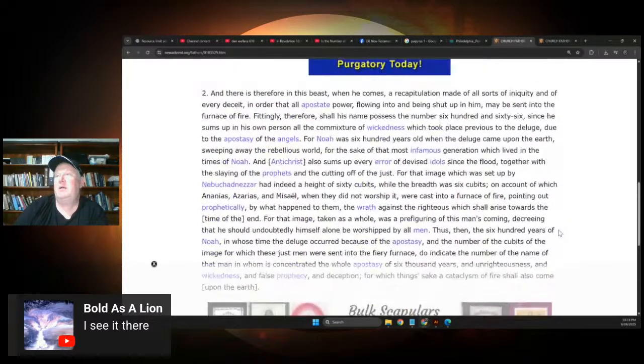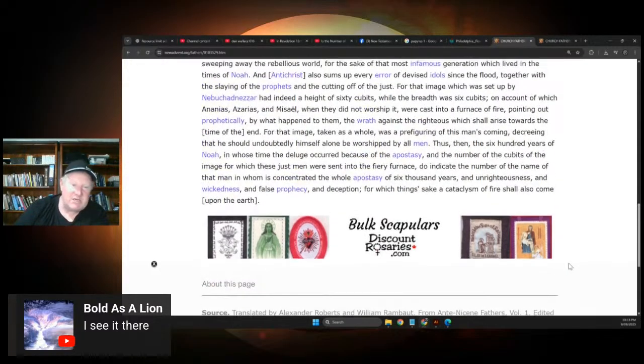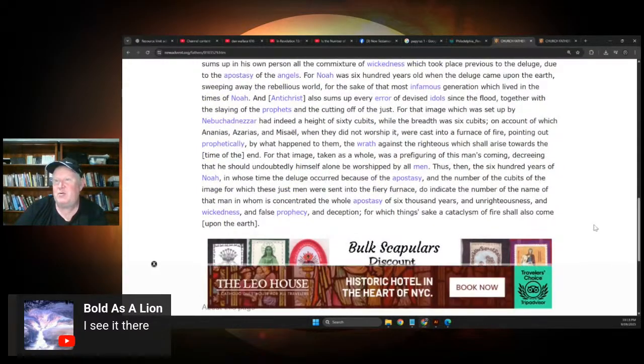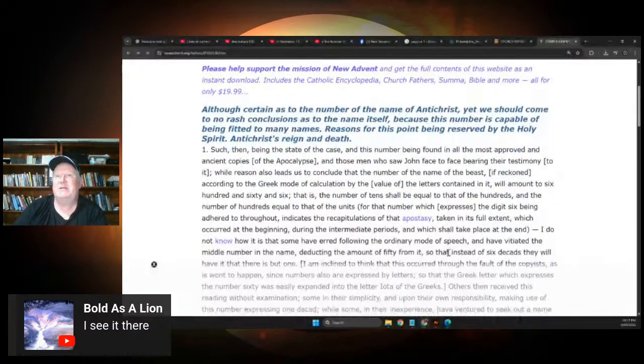So, look, you can get a brown scapula. You can get a scapula. And that if you wear that when you die, you'll go straight to heaven, apparently, according to the Roman Catholic cult. But let's go to the next page where it talks about 616, okay?